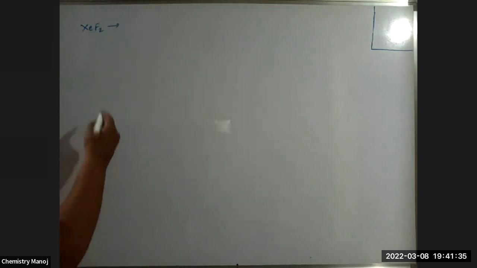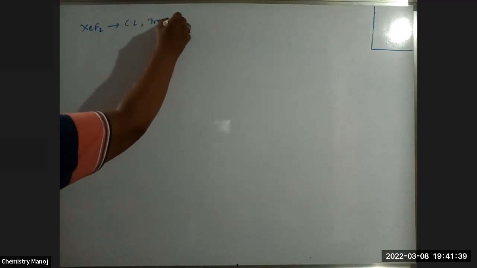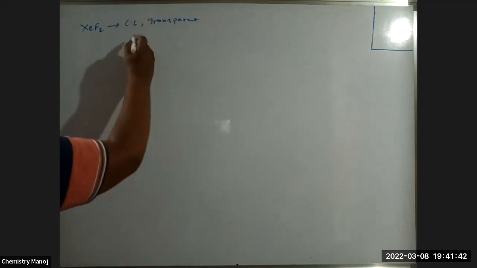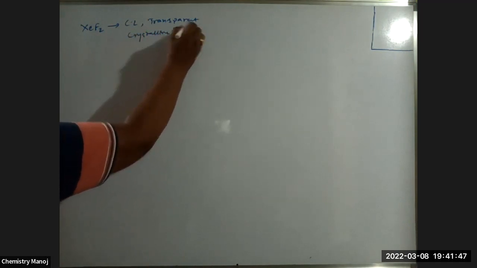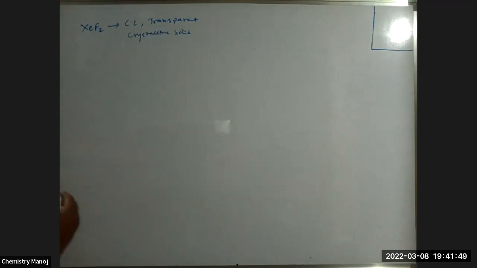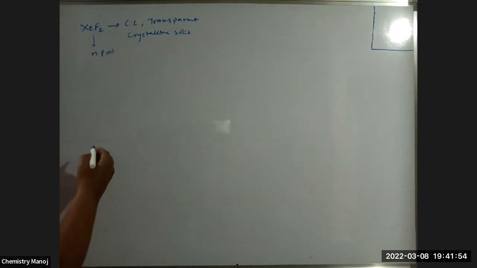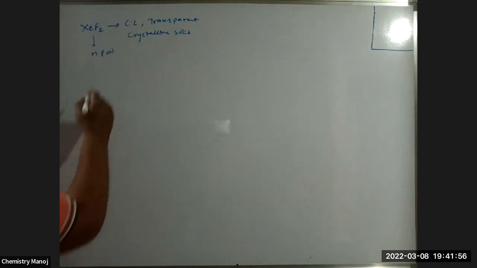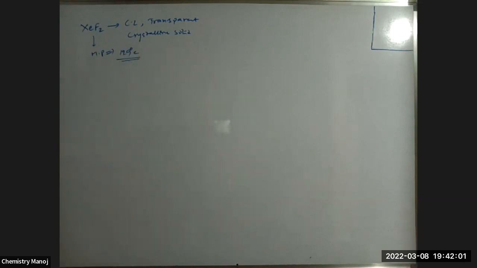Preparation methods I already completed, my dear. Some properties: XeF2 is a colorless, transparent, crystalline solid. Are you writing? Yes, sir. Next, melting point. Its melting point is 129 degrees centigrade.